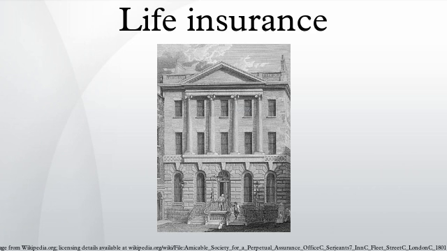Life insurance is a contract between an insured and an insurer or assurer, where the insurer promises to pay a designated beneficiary a sum of money in exchange for a premium, upon the death of the insured person. Depending on the contract, other events such as terminal illness or critical illness may also trigger payment. The policyholder typically pays a premium either regularly or as a lump sum.